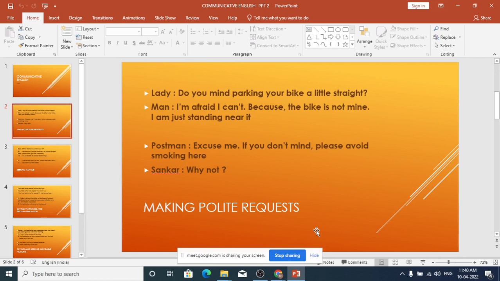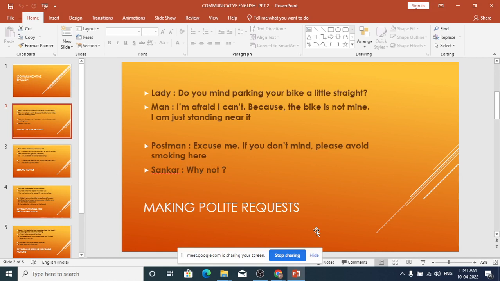So she starts with, do you mind parking your bike a little straight? Whenever you want to make a polite request, your sentence structure should start with what is called, do you mind. The man replies, "I am afraid I can't, because the bike is not mine. I am just standing near it." He could have said, I can't park this bike straight because it's not mine. Instead, he is also polite, because you are polite. This is one type of sentence structure whenever you want to make a polite request.